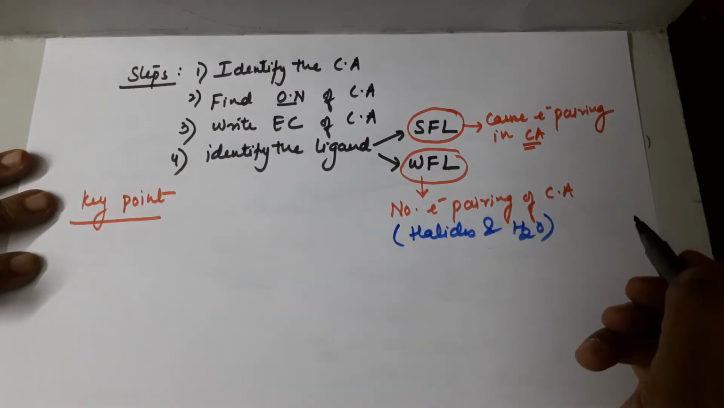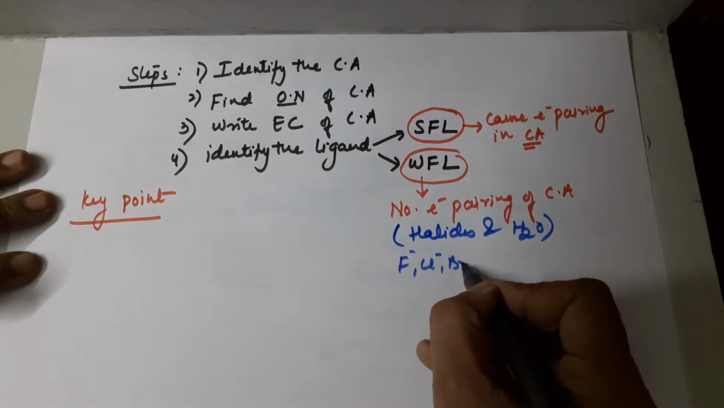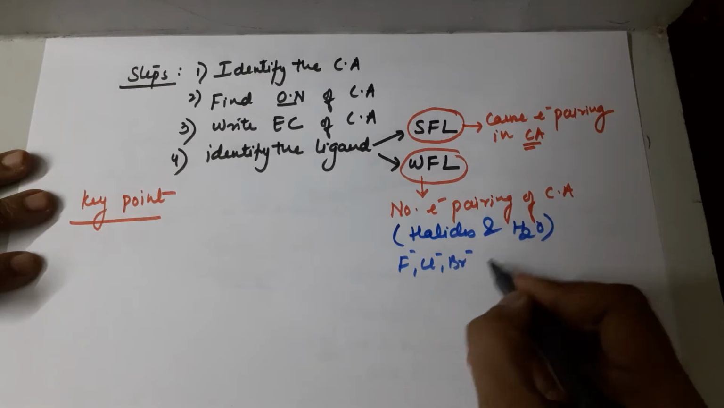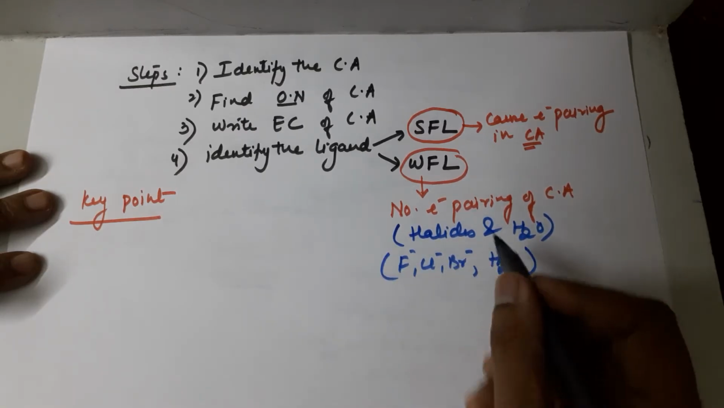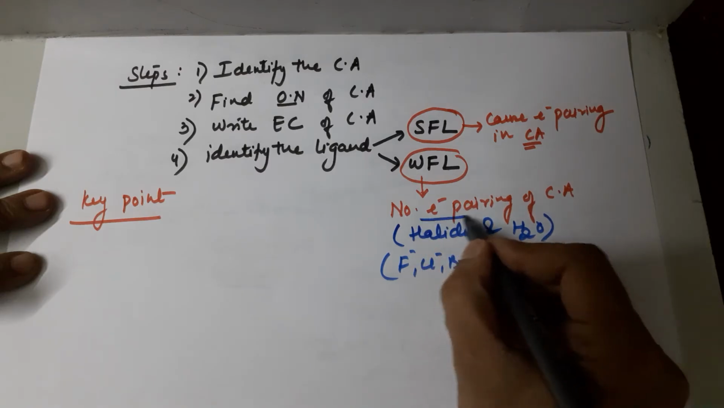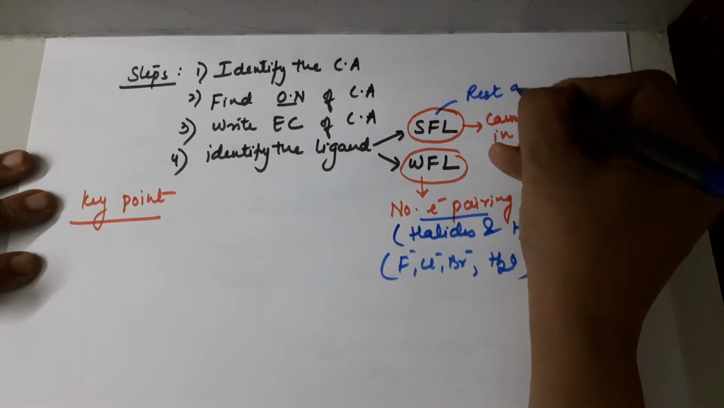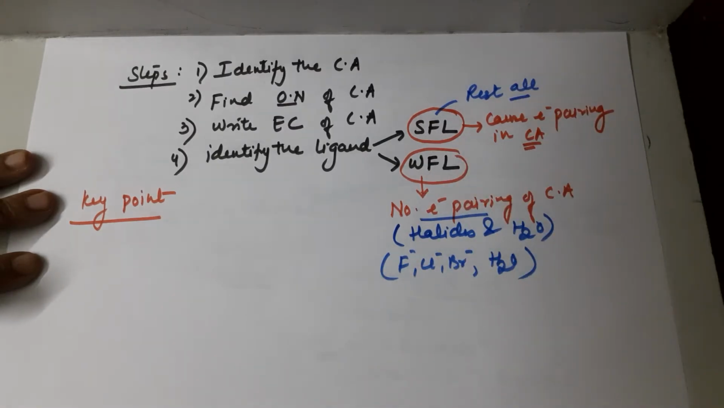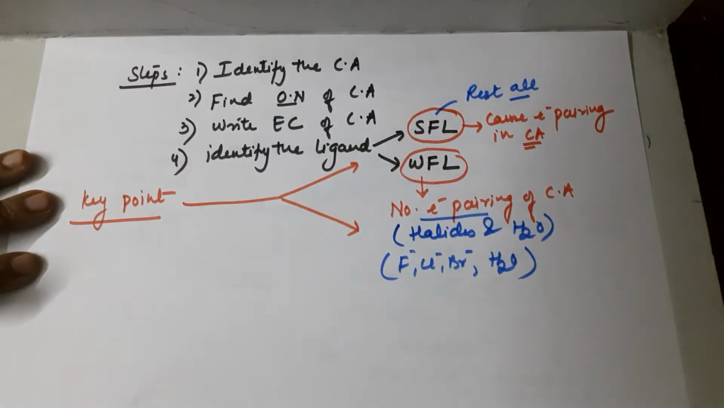You will not find it in books. I would advise that for all your fluorides, chlorides, bromides, if they are the ligands, please take them to be weak ligands, and also water. They would be considered weak ligands and will not cause any electron pairing. Everything other than these will be considered strong field ligands. So this was the key point which I wanted you to understand.